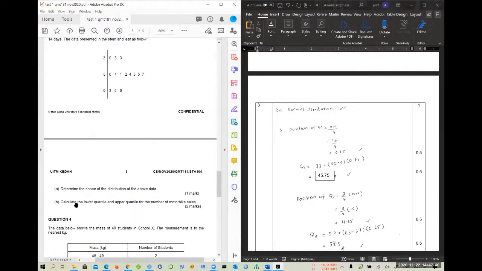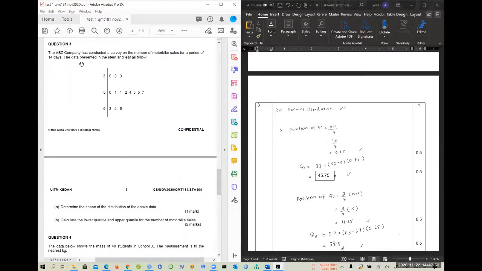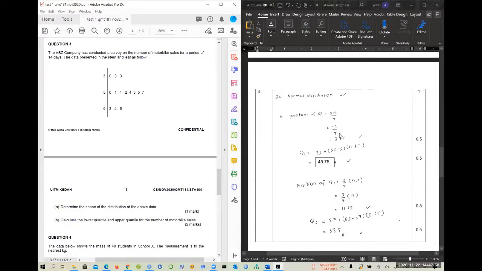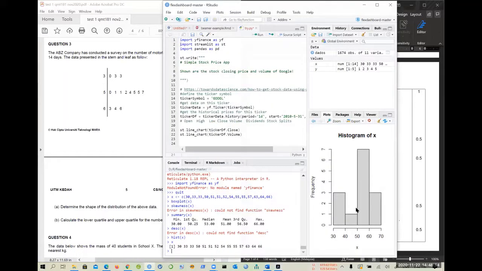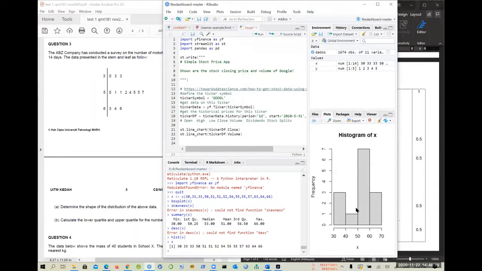And then the second one, they ask you to calculate the lower quartile and upper quartile. So in order to calculate the lower quartile, what you need to do is simply calculate the location first. That means you have how many just now? 14, right? So you have 14. So 14 plus 1 divided by 4, you get 3.75. And then locate the value for the third position. So the third position will be 33. So in this case, kalau tengok dekat sini, okay, you want the third position, right? So this is Q1.